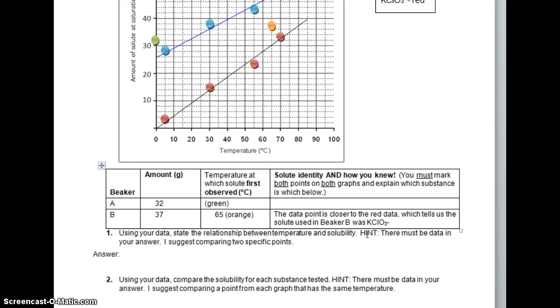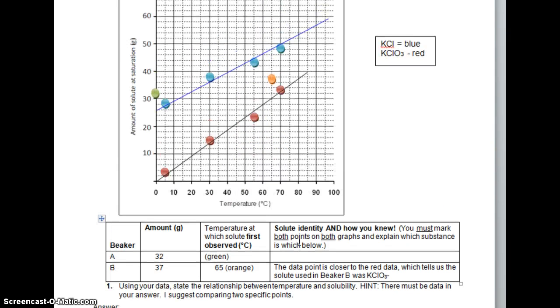Question number 2. Using your data, compare the solubility for each substance tested. Hint, there must be data in your answer. I suggest comparing a point from each line on the graph that has the same temperature. So in other words, I want to know at the same temperature. So let's take 30 degrees. At 30 degrees, which chemical is going to have a higher rate of solubility? Or which chemical is going to be able to dissolve more at the same temperature?